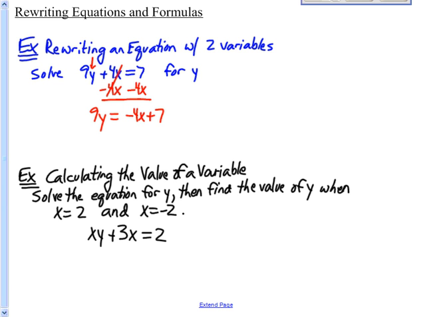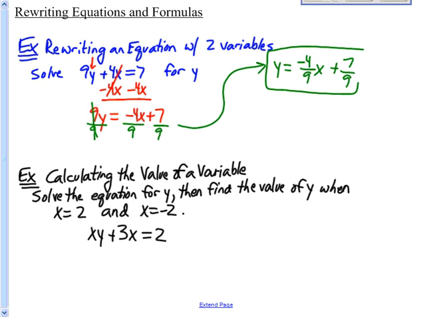And get rid of the 9 now. So if I divide this whole side by 9, I've got to divide that whole side by 9. In other words, each of those terms is the same thing. Okay, so this ends up being y equals negative 4 ninths x plus 7 ninths. Okay, so we just solved that thing for y.